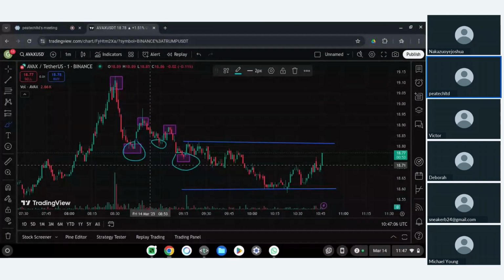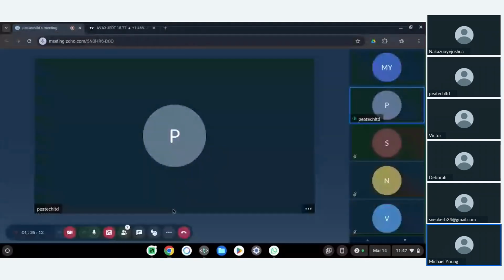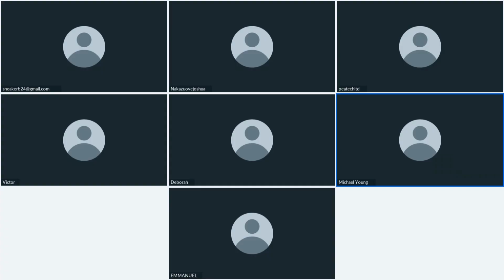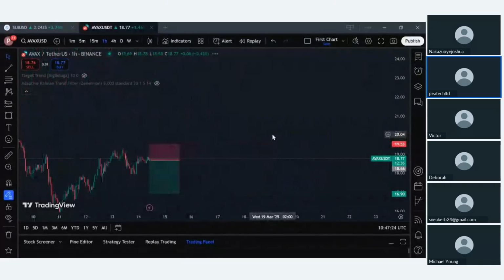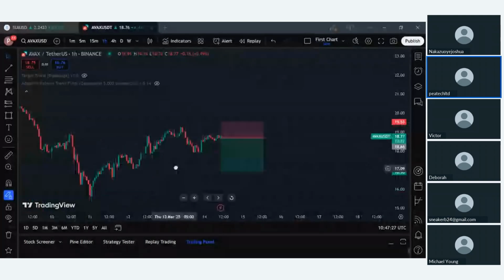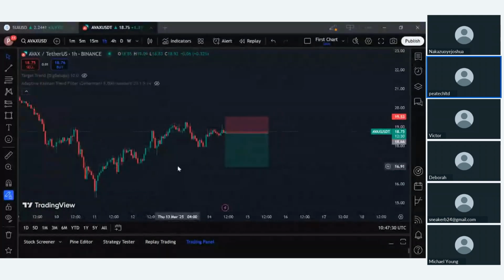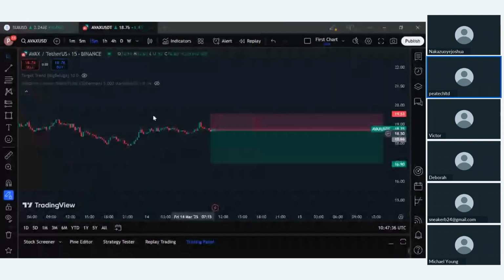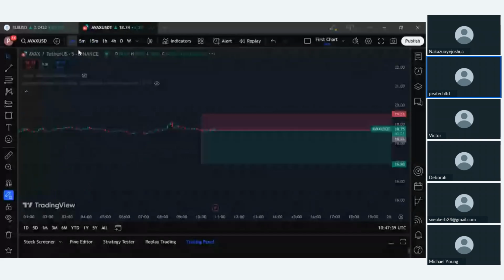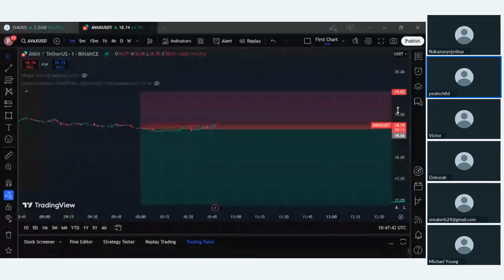All right. So let me share my own screen, so you can stop sharing yours. Okay, sir. All right. So this is the pair, AVAX USDT. This is the pair in 1 hour. This is the same pair in 15, and this is the same pair in 5, and this is the pair in 1 minute that you just analyzed.